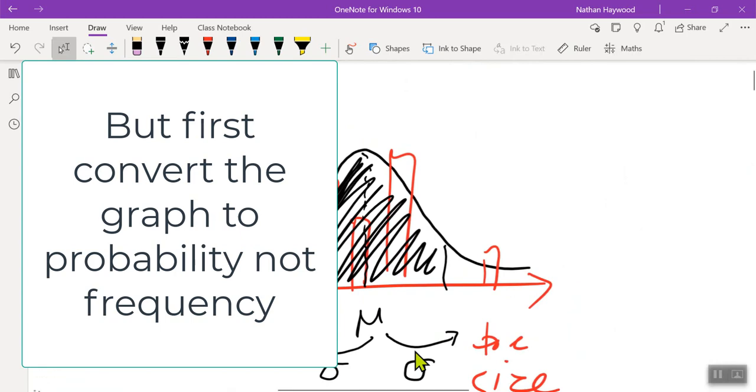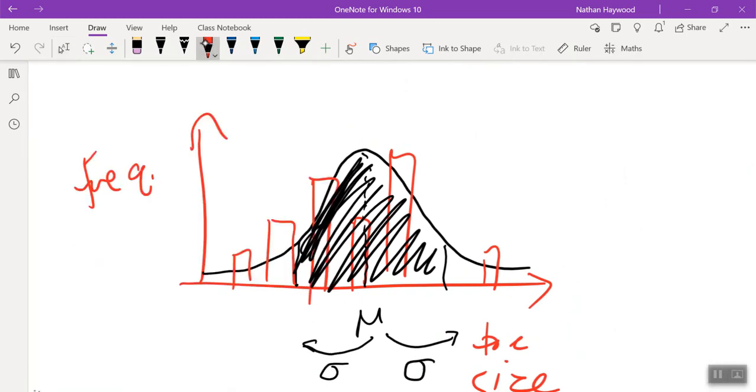So if I took 200 toe sizes, and the most popular one was 20, but all of these rectangles add up to a frequency of 200. I would just divide all of this by 200 and it would convert it to probability, because then the frequency adds to 1.